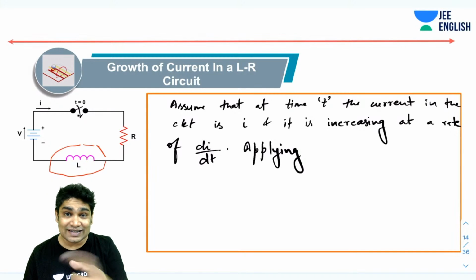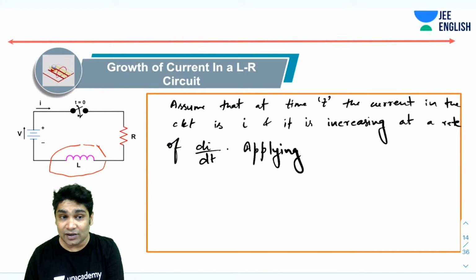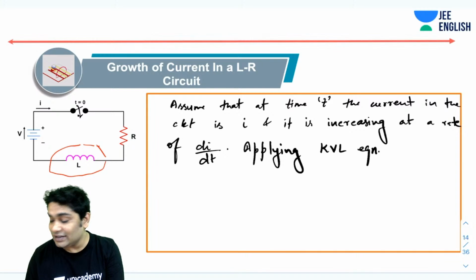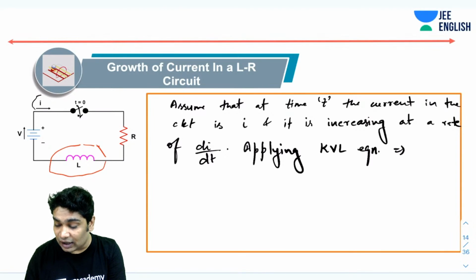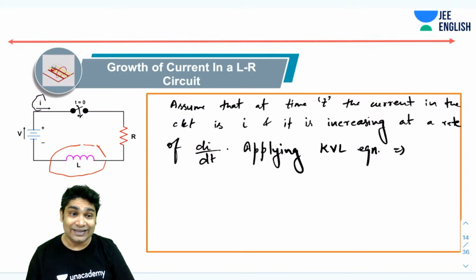Here, since this is a single loop, I don't need a KCL equation. All I need is a KVL equation. So applying the KVL equation, let's see what we get. At a particular instant, I have assumed that the current is I, and the rate of growth of current at this instant is di by dt, right?